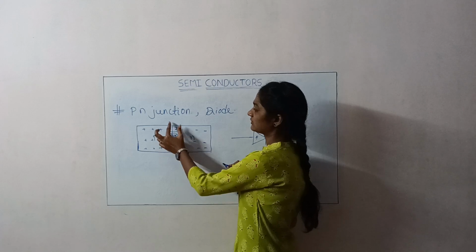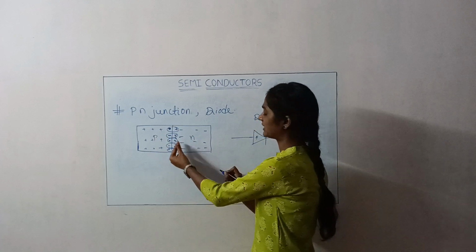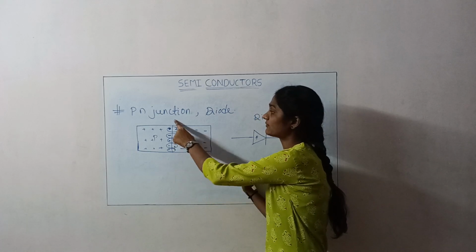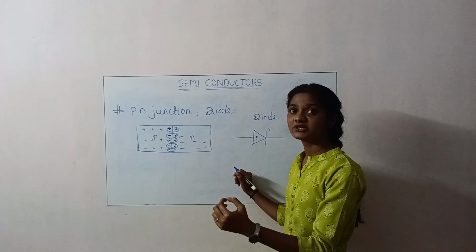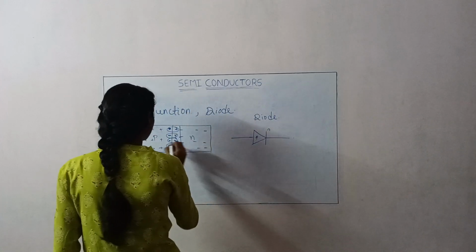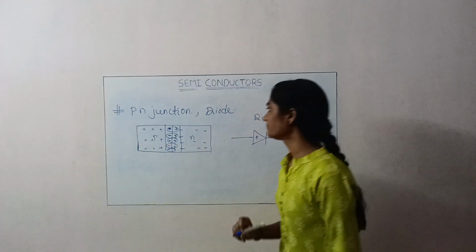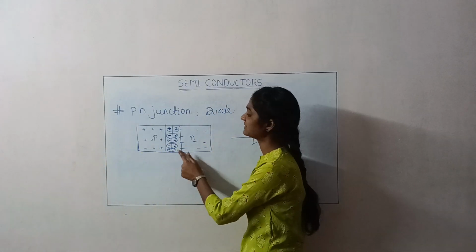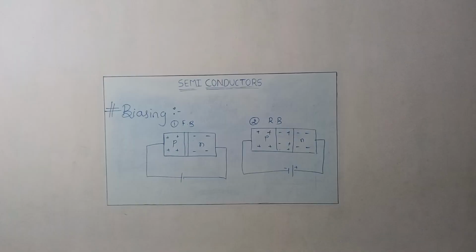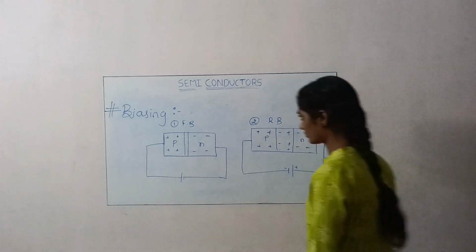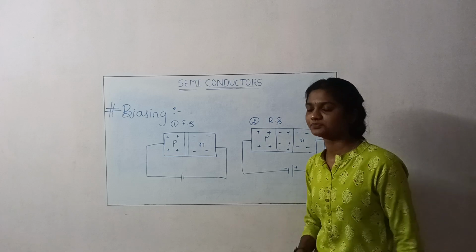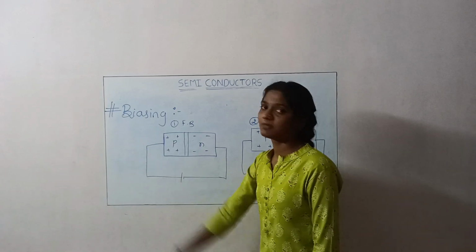Only some electrons and holes will recombine and they will form a region called the depletion region, because the charge gets depleted. That is why it is called a depletion region. This junction is called a PN junction. So now we know what a PN junction is and what the depletion region is, right? So now we come to the biasing.